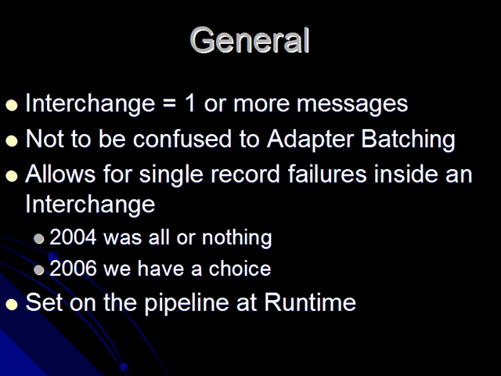So in BizTalk 2004, this was an all or nothing process when we were debatching or breaking up an interchange. If we had 10,000 records inside our flat file and one record failed, all 10,000 messages would be held up and not processed. In BizTalk 2006, we have the choice to either suspend the whole interchange or allow the 9,999 successful messages to be submitted into the message box and processed. And this property is set at runtime, and it can be overwritten from what the default values are in the compiled pipelines.